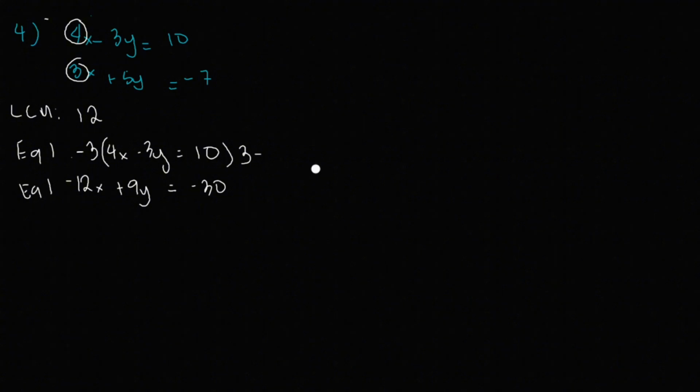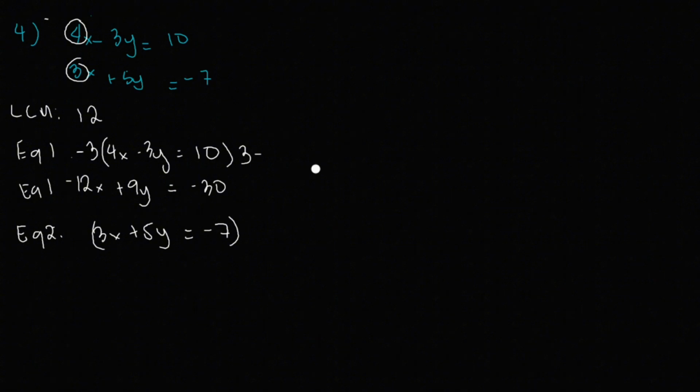Now, this time, let's manipulate equation number 2, which is 3x plus 5y is equal to negative 7. Since earlier, we said that equation number 1 will carry the negative sign, definitely, the number that we need to multiply in equation number 2 must be positive. It will not be negative, because if it's negative, we cannot eliminate the variable x.